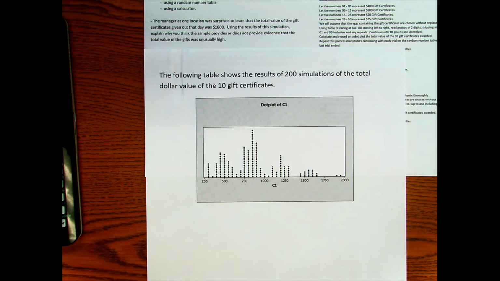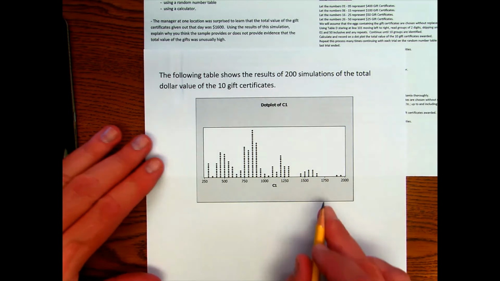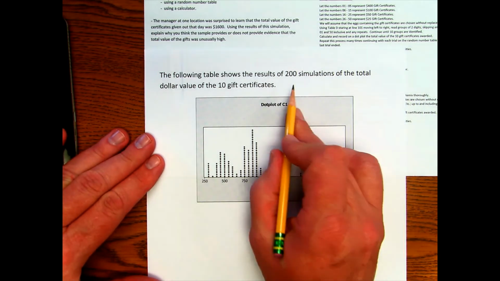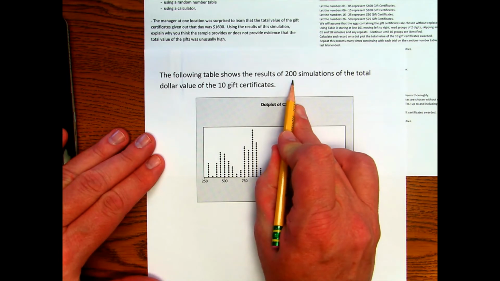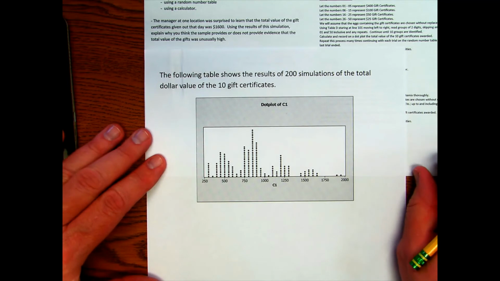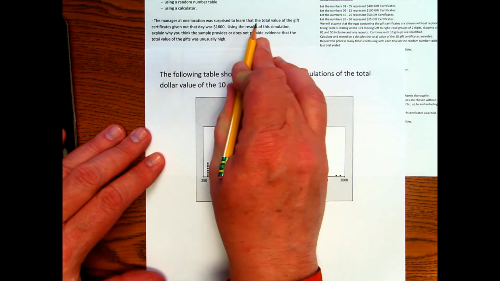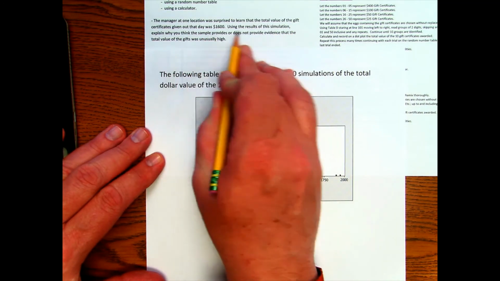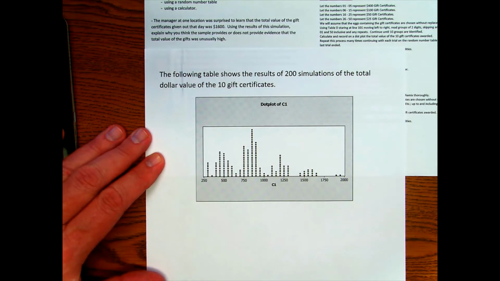All right, so what we got here is a dot plot which shows the results of computer-generated 200 simulations. So what we're going to use is this dot plot to wrap this problem up. So the manager at one location was surprised to learn that the total value of the gift certificates given out that day was $1,600. Using the results of this simulation, explain why you think the sample provides or does not provide evidence that the total value of the gifts was unusually high.